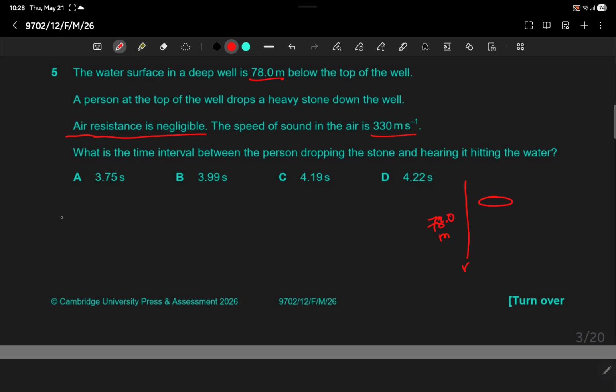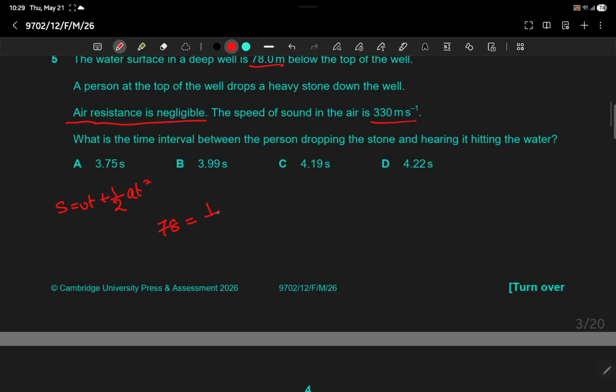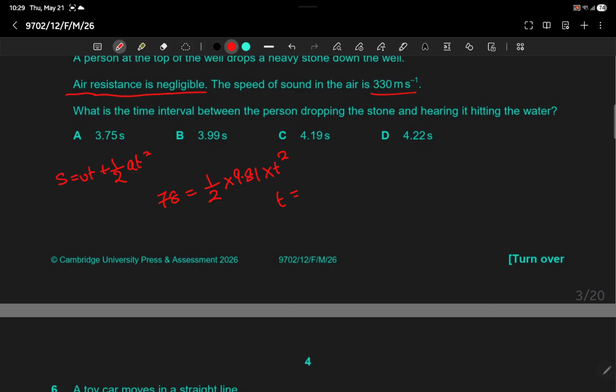So let's use the formula s equals ut plus half a t square. Right. So the distance given is 78. Initially, the initial speed is 0. And acceleration is the same as the gravitational constant, 9.81, into t square. So for t, if we calculate it, we get 78 into 2 by 9.81, which we get as 3.988 seconds.